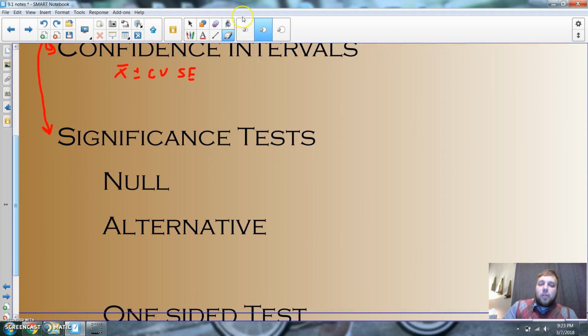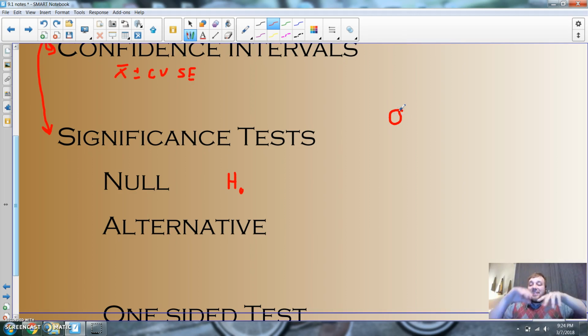A null hypothesis is what we have to assume to be true right away. We call this H0. I don't know if anybody knows programming or anything like that, but we always represent null objects with like a 0. Null isn't 0, though. Null means it's an empty set. It just doesn't have anything in it.